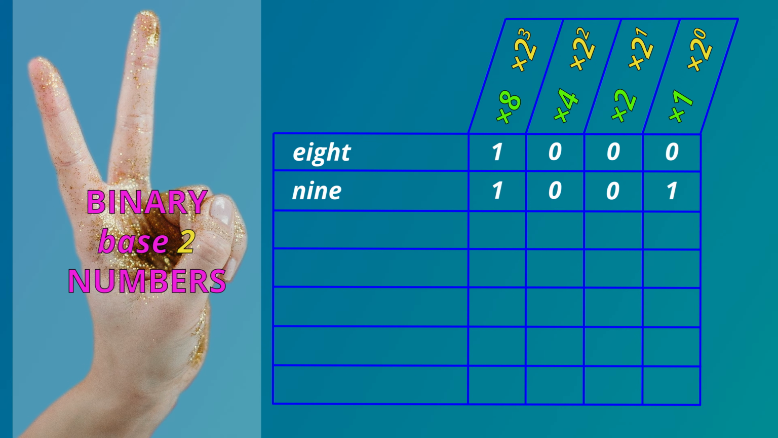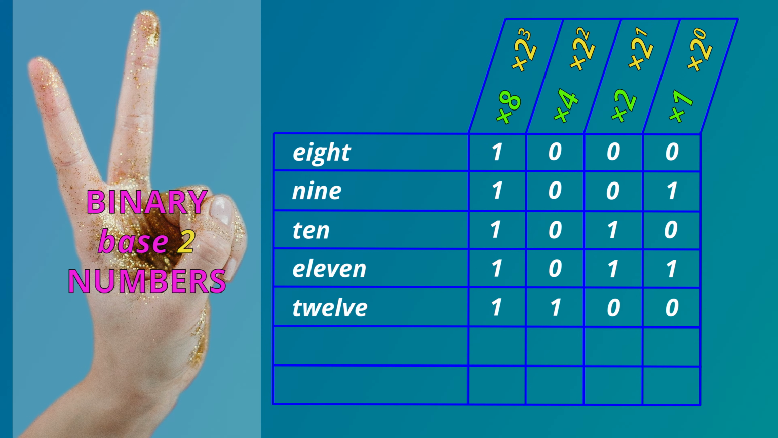9 is equal to 8 plus 1. In binary, that's 1, 0, 0, 1. 10 is 8 plus 2. In binary, that's 1, 0, 1, 0. 11 is 8 plus 2 plus 1. In binary, we say 1011.